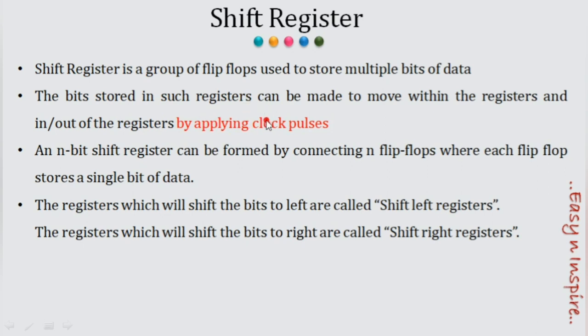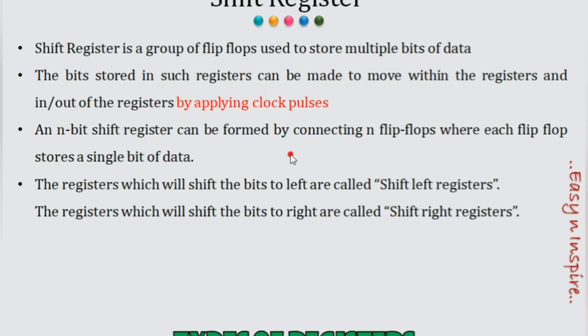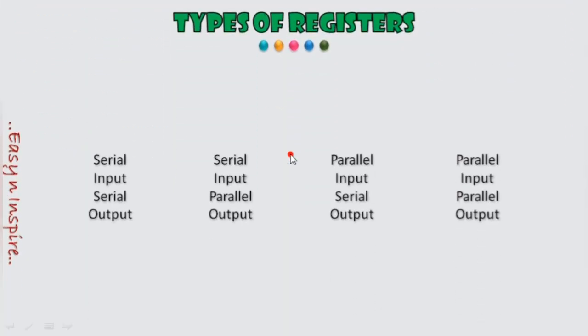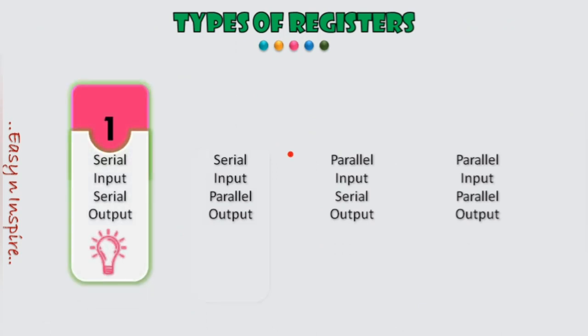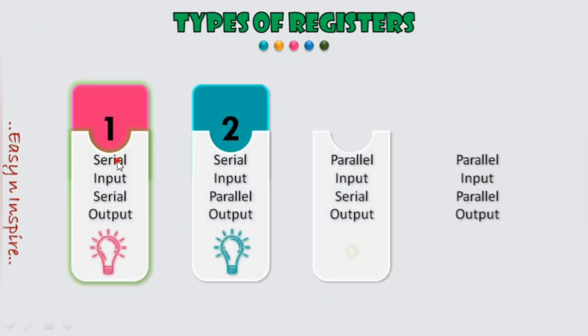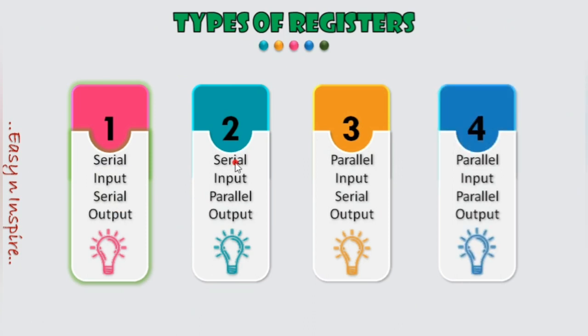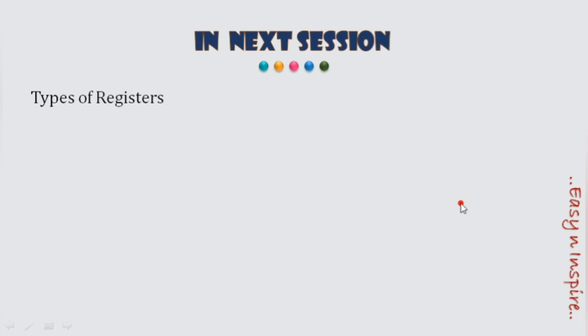So remember this point. So the types of registers I am mentioning here: 4 types of registers: serial input serial output, serial input parallel output, parallel input serial output, and last one, parallel input parallel output. So I will discuss all these types of registers one by one in next sessions.